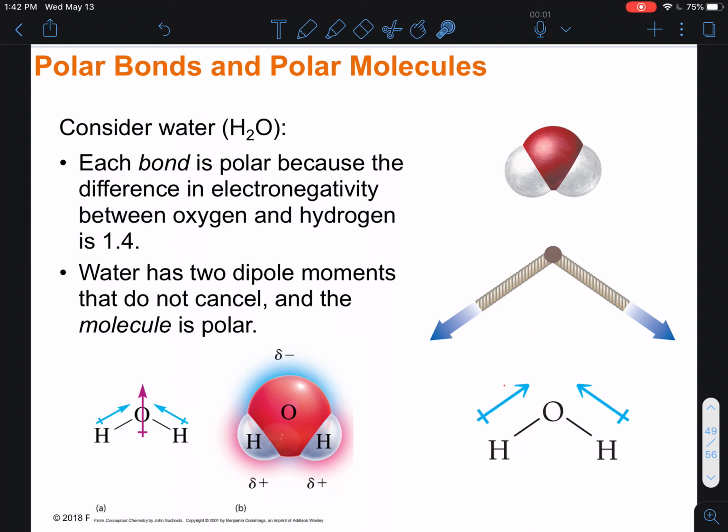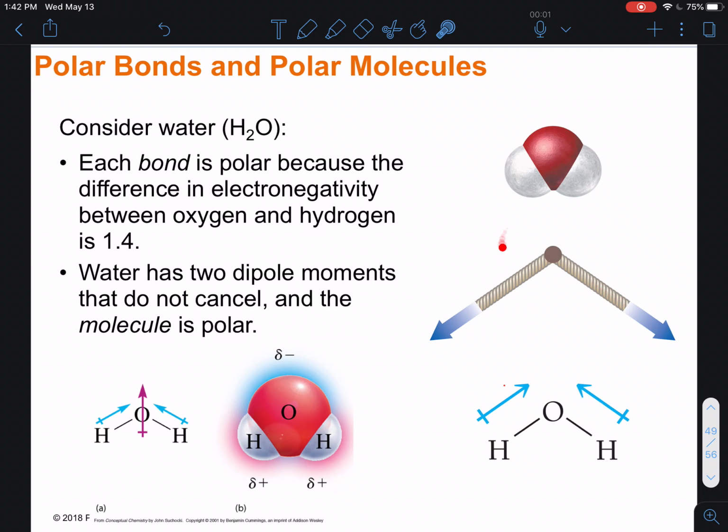Okay, and what that's doing, and you can see here that the purple arrow is the summation of the two vectors, okay? The summation of the two vectors shows a net dipole change. This is all because water is bent, so it has an unequal distribution of electron density.